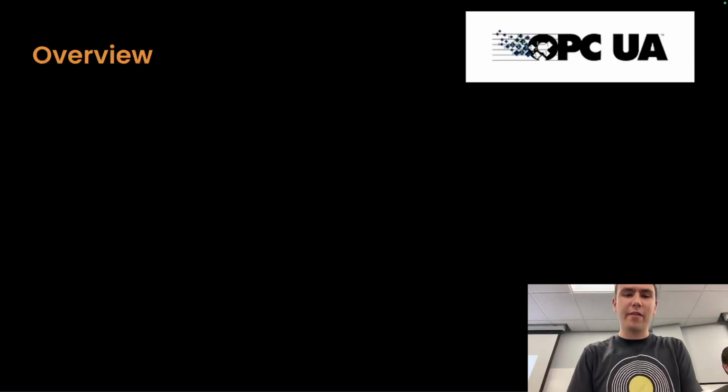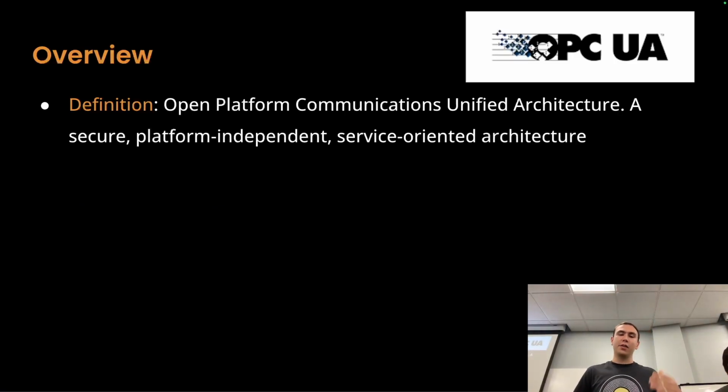OPC UA is a bit different because what it stands for is Open Platform Communications Unified Architecture. So it's a way that a whole lot of organizations can come together to create a secure, platform independent, and also service-oriented architecture, network architecture that is.